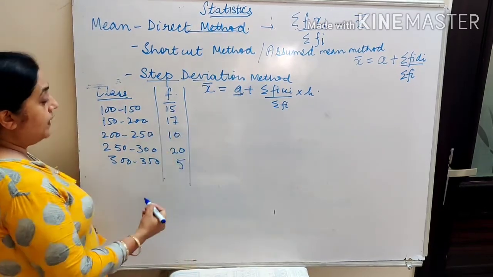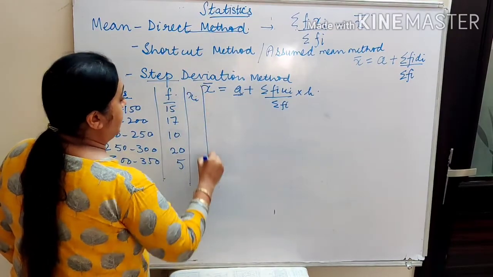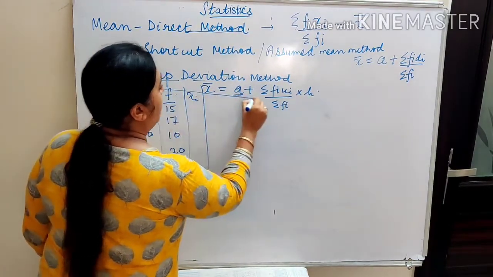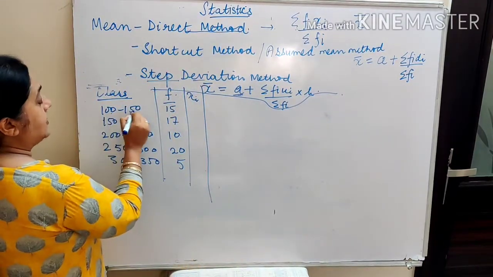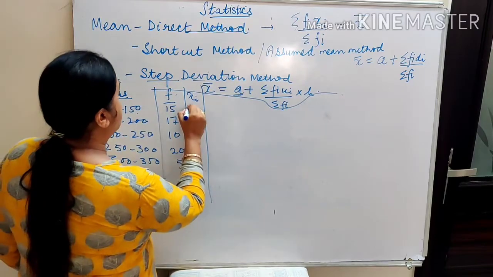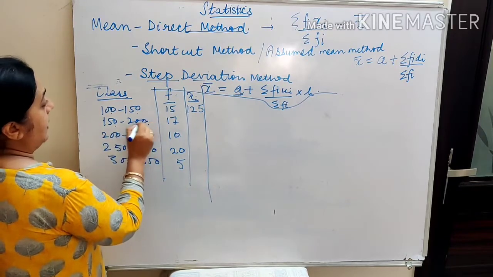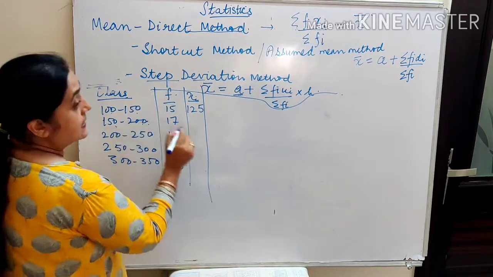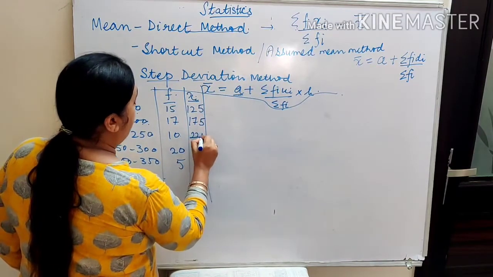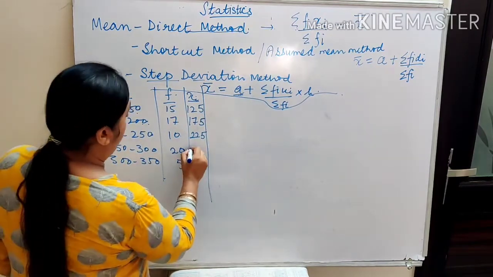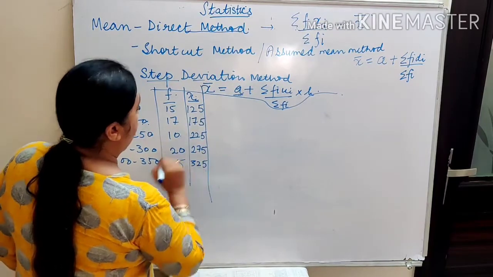Whenever you are assuming the mean, first of all you find xi. So what is xi? For 100 to 150, I told you xi is the class mark, the in-between value, which is 125. Then I have 150 to 200. The class size is 50, so I can directly write 175 plus 50, that is 225. Then it is 275. Then it is 325.